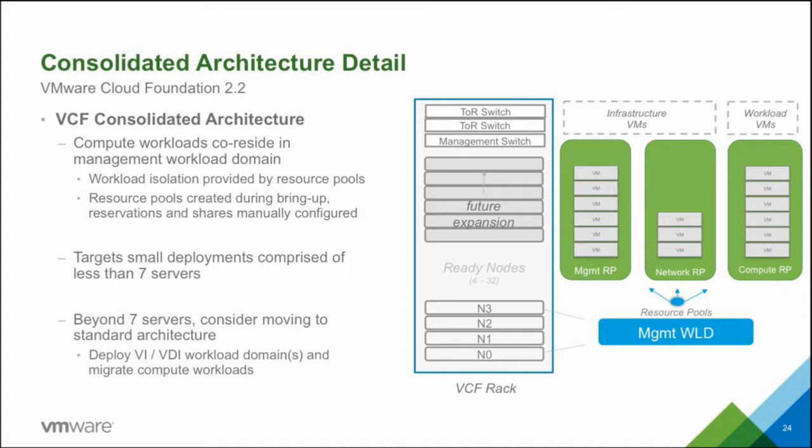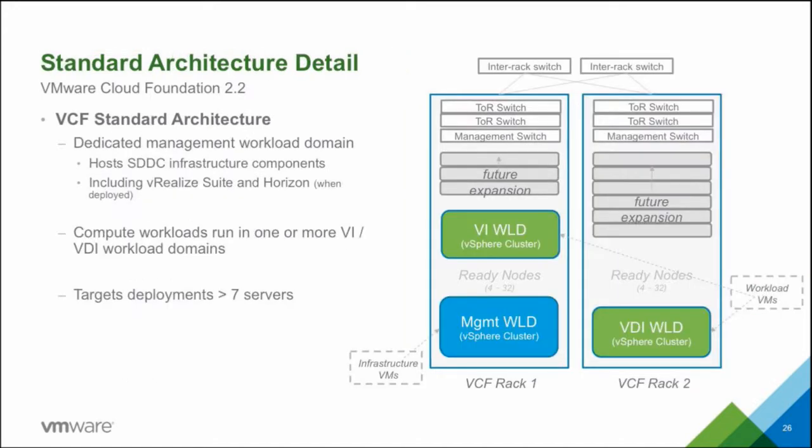Also, if you have 4 nodes to start with, you can create a resource pool and deploy workload domains or workload VMs into that domain, and then move those workloads once you create another additional workload domain. So it gives you a path to start with 4 nodes and then migrate into the actual reference architecture, like multiple workload domains that you can create. You have a VI workload domain, a VDI workload domain, and a management workload domain, which allows you to host your compute workloads and eventually graduate them into a VI workload domain.